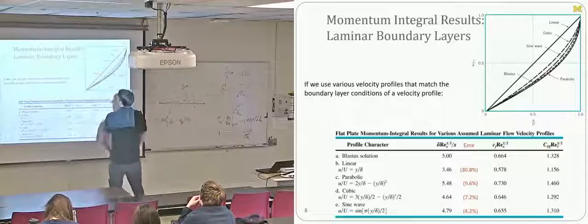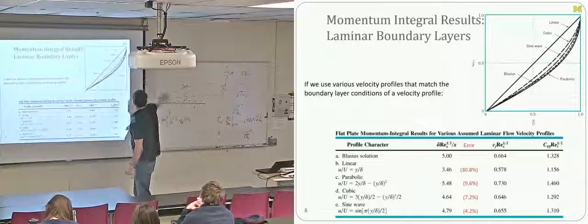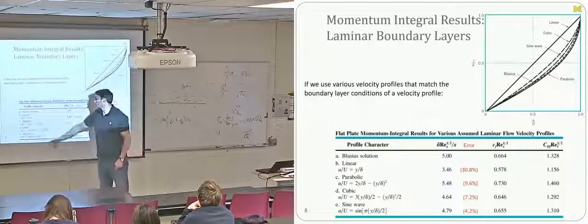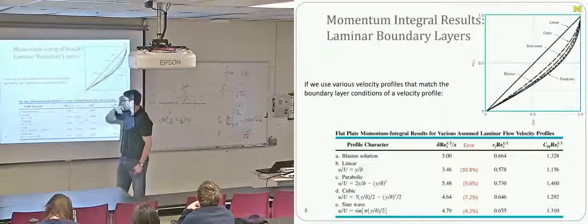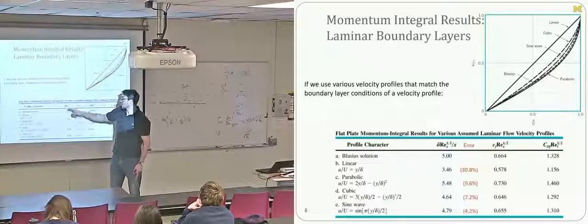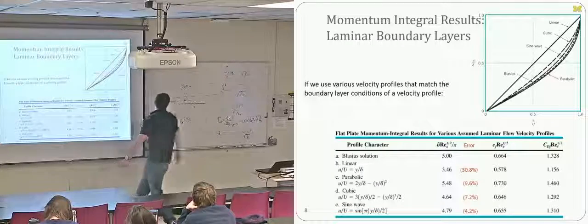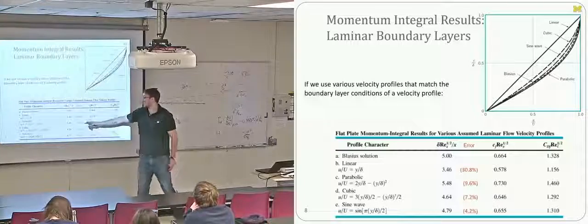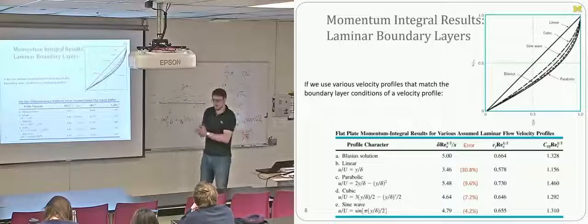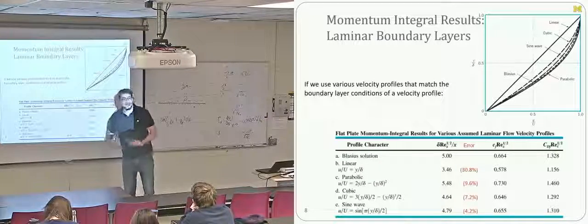if we were to pick something really simple, like this linear one that I drew over there, and we were to plug this into our control volume, do the momentum deficit, what we would get, assuming laminar flow over a flat plate, is that the boundary layer thickness is equal to about 3.46 over the square root of the Reynolds number, which is about 30% error relative to the exact solution. Which actually, 30% isn't great. That's pretty large. However, we get the same form of the solution.